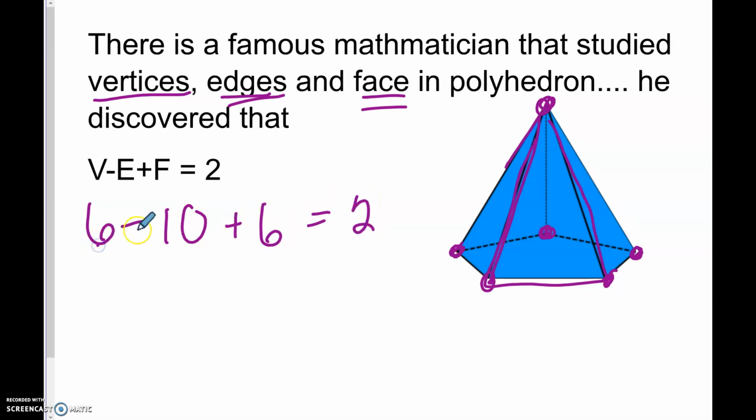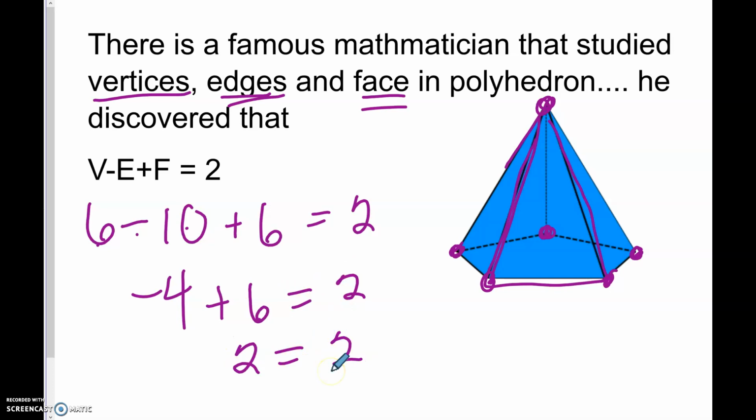All right, 6 minus 10 is -4. -4 plus 6 is 2, and 2 equals 2. So every time we do this math, this comes out to be 2. Every time you take the vertices minus the edges plus the faces, it comes out to be that number of 2. And it was Leonhard Euler that made that discovery.